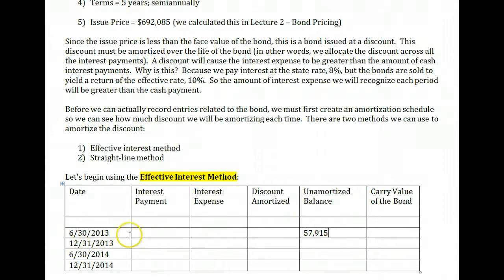Now, since this is issue date, there is no interest yet. Remember, interest is a product of time, so it will not accrue until the next day. So that's when you start accruing interest.